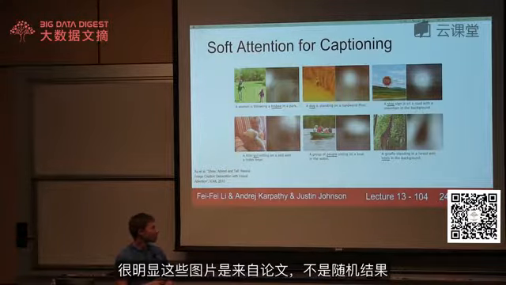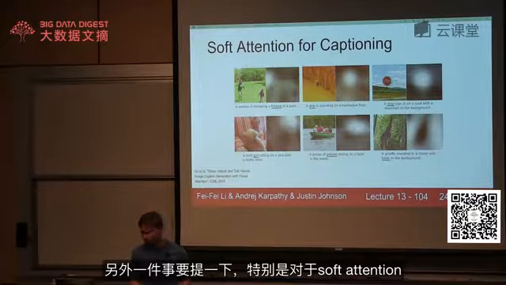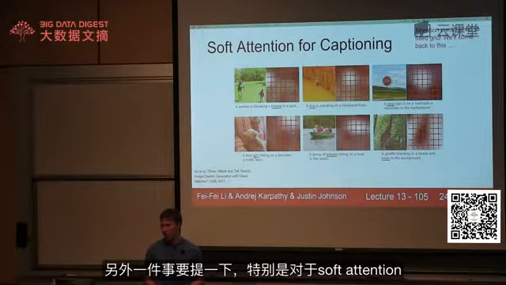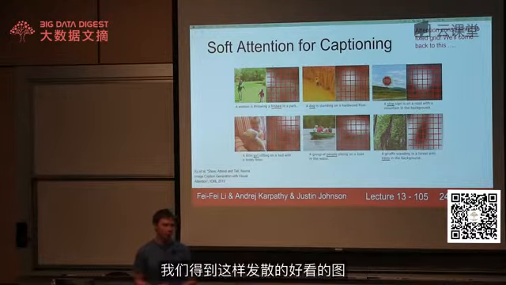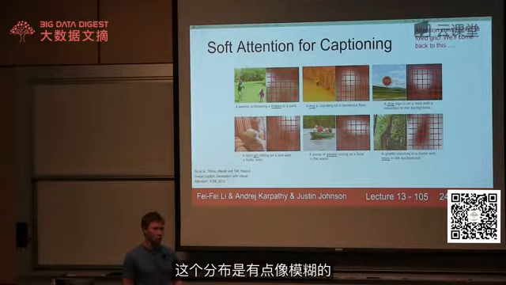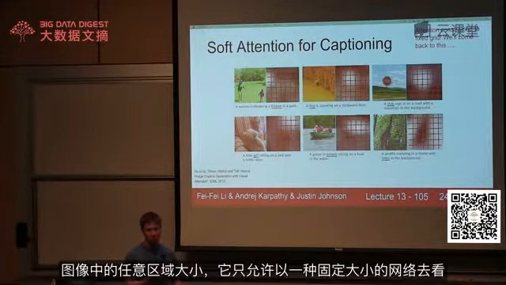Also, obviously these are figures from a paper, not random results, so I'm not sure how well it works on random images. But another thing to point out, especially about this soft attention model, is that it's constrained to this fixed grid from the convolutional feature map. We're getting these nice diffuse looking things, but those are just blurring out this distribution. The model does not have the capacity to look at arbitrary regions of the input. It's only allowed to look at these fixed grid regions.